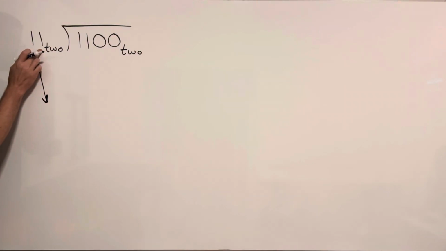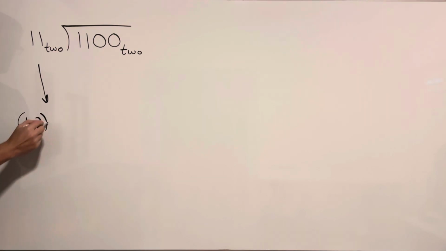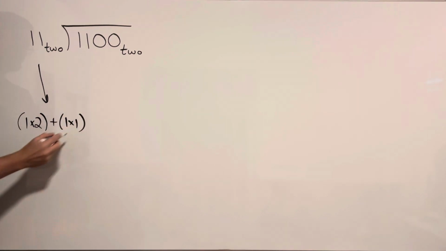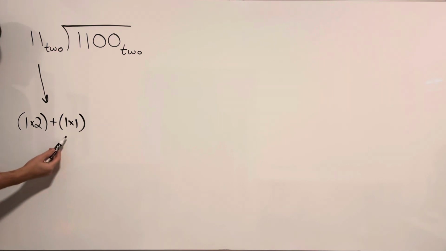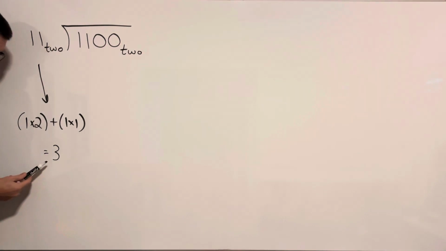So this means I have one group of 1 and one group of 2. So I have one group of 2 and one group of 1. That's 2 plus 1, which is 3. So 11 base 2 in base 10 is 3.